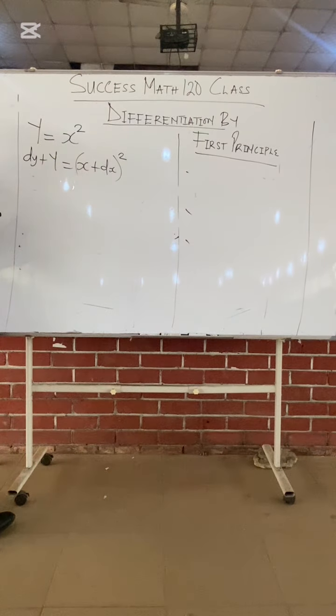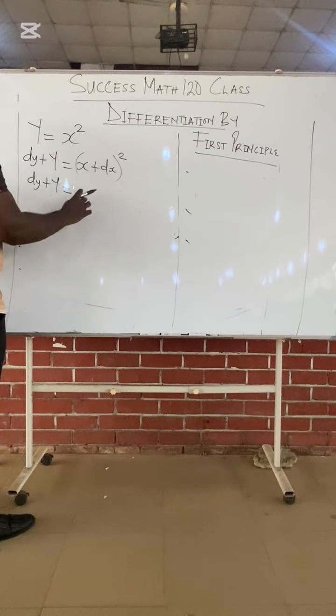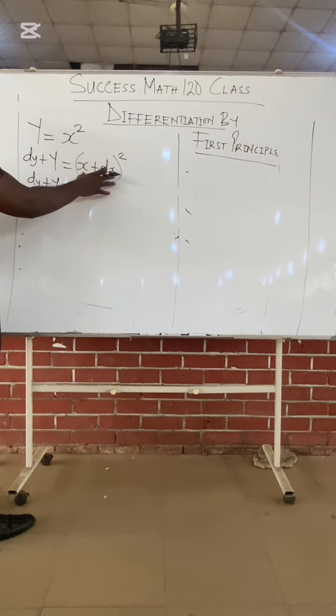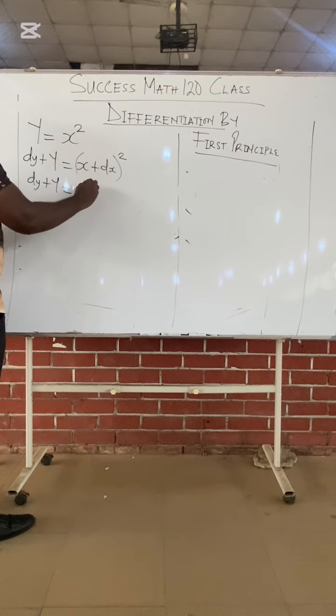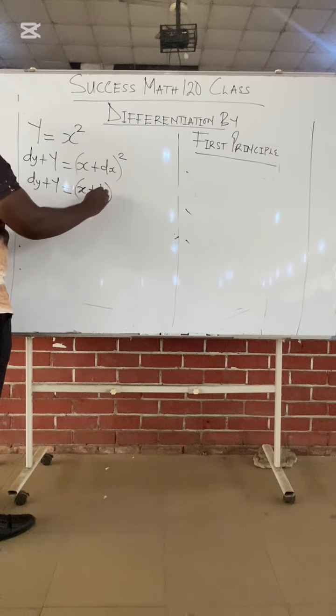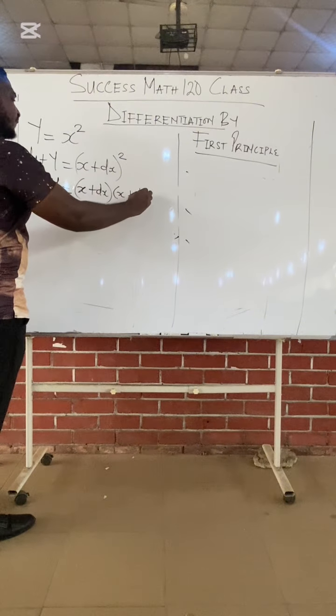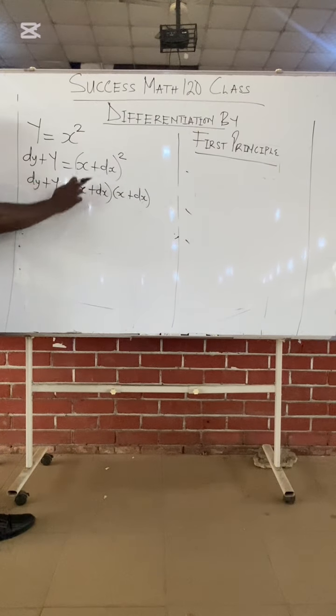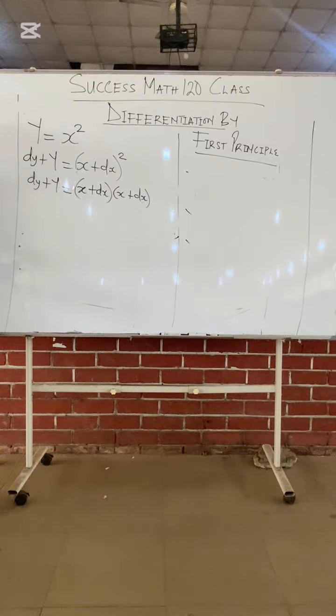So we're going to say y plus dy equals... follow me, how do we expand? Before we go to step 2, let us expand this. They say where necessary. This place needs expansion, right? x plus dx squared means x plus dx in 2 places. Do you agree? x plus dx squared means x plus dx, another x plus dx.